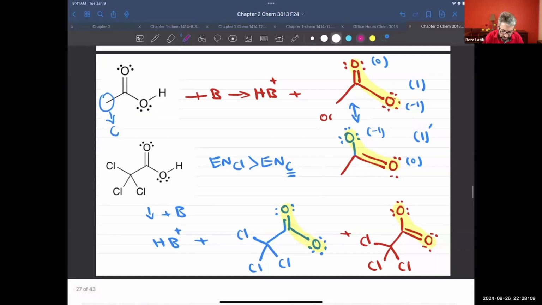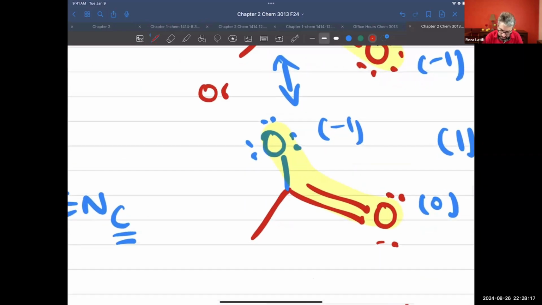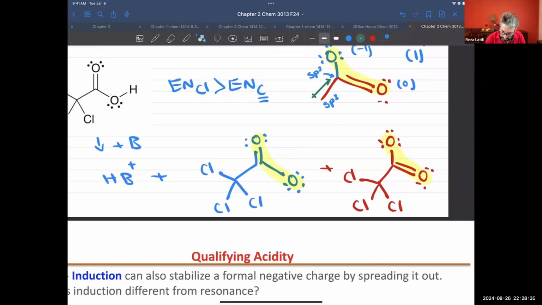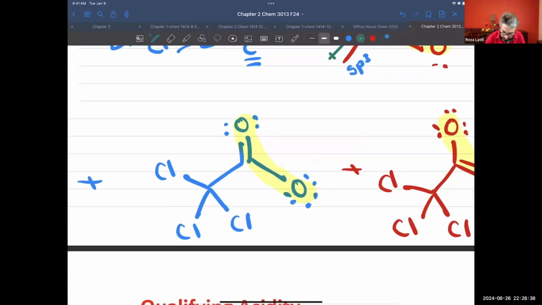Carbon is less electronegative than the central carbon. Why? Okay, let's zoom here. This carbon is sp3, while that carbon is sp2. So what will happen? Carbon will donate electron to the central atom. How about here? In this case, yes, again, I have sp2 here, and this one is sp3.